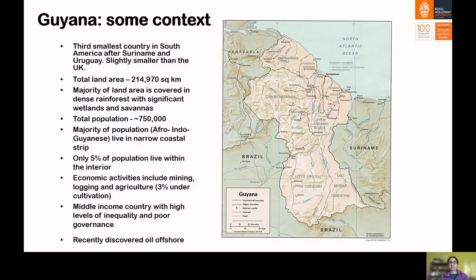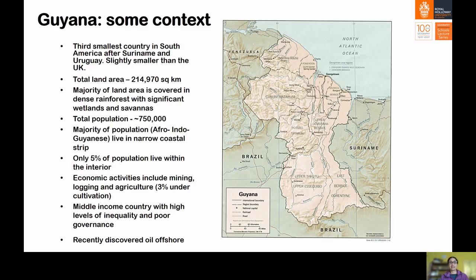So first, a little bit of context in terms of Guyana, in case you're not quite sure where it is and what it's about. Guyana is the third smallest country in South America, just slightly smaller than the UK. Most of the land is covered in dense rainforest, but it also has significant areas of savanna and wetlands. Amazingly, for a country that is slightly smaller than the UK, it only has a population of about 750,000 people. So you can imagine that there's a lot of still standing primary vegetation, particularly primary rainforest in this area.